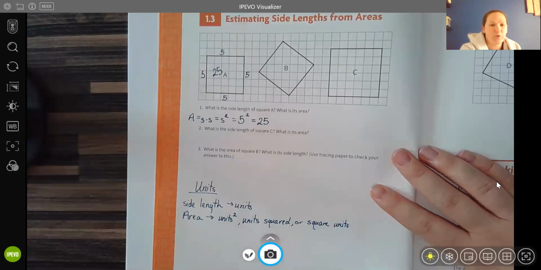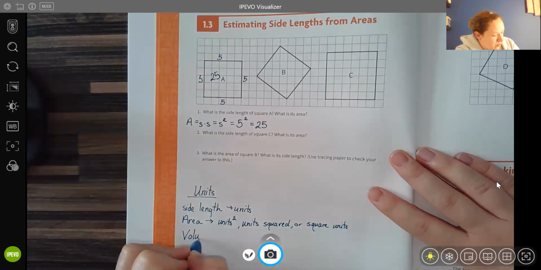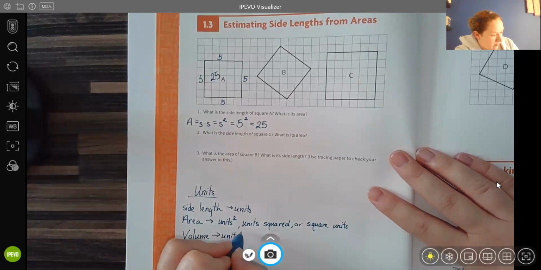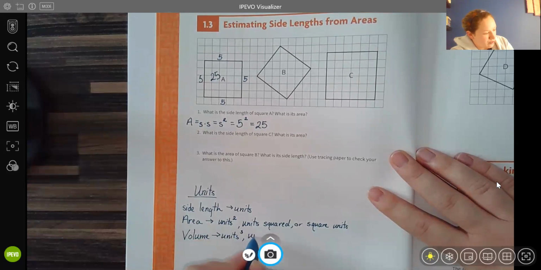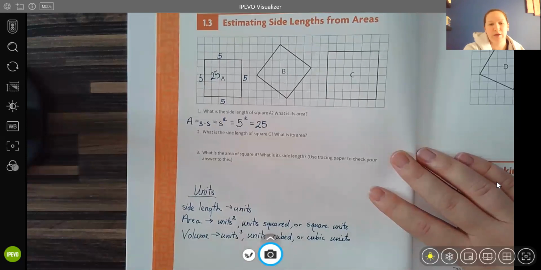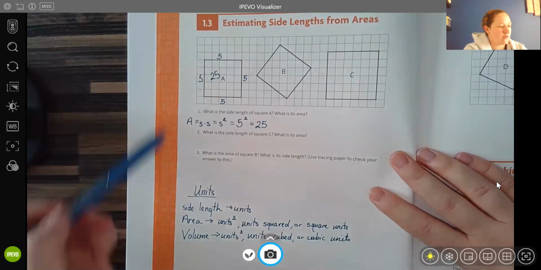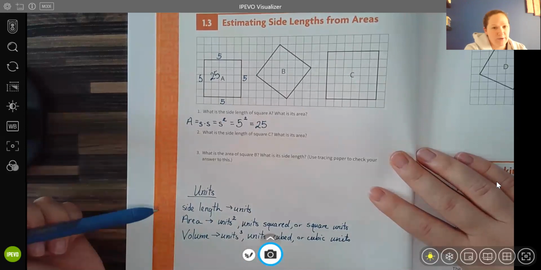And then as a reminder, because we have done a lot of volume from unit 5, volume, if you remember, did our units to the power of 3, or units cubed, or cubic units. Okay, or cube units. If you said that, I know what you mean. Okay, so that's just a quick overview of area versus side length.